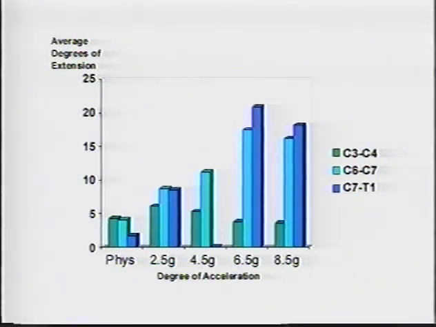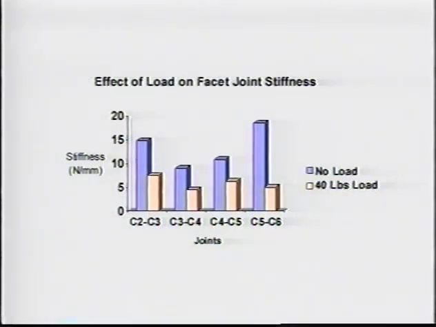Grauer found that the joints at C3-C4, C6-C7, and C7-T1 moved less than 5 degrees during normal extension. When the spine was subjected to greater impacts, the C6-C7 and C7-T1 joints experienced dramatically greater rotations than they could handle, while the C3-C4 joint stayed within its physiological range.